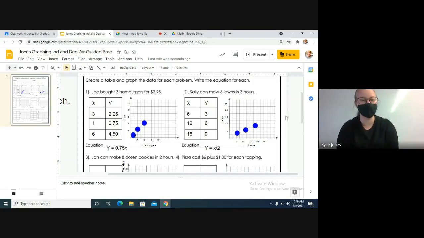So that's what we just did for number 1 and 2, and it's exactly what you're doing on your assignment tomorrow on your own. It'll be 6 problems just like it looks like on here. You guys will do all of them on your own. I think it's 18 points. 3 points for each problem: 1 point for the graph, 1 point for the table, 1 point for the equation.